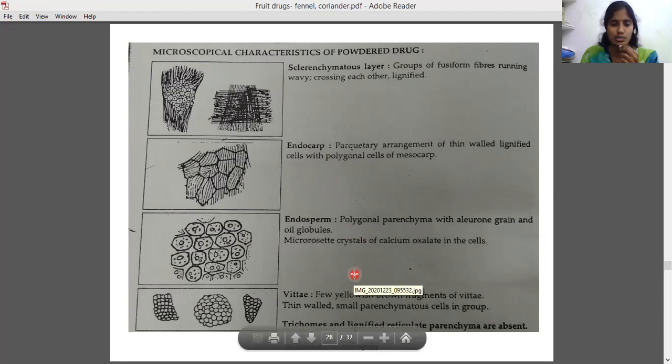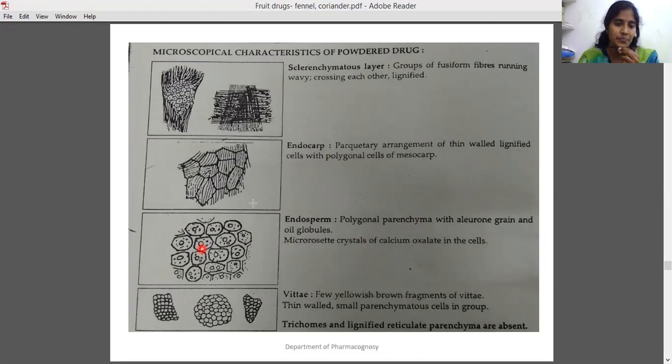Next part is endosperm. It is also the same as fennel, there is no difference. Polygonal shaped parenchyma type of cells. These are cellulosic parenchyma cells with aleurone grains, oil globules, and microrosettes of calcium oxalate crystals. And vittae. Here also it is the same. We can see a few vittae fragments. These are usually yellowish brown in color, and they are also made up of thin-walled small parenchyma type of cells. These parenchyma type of cells are formed together to form a bunch-like structure.